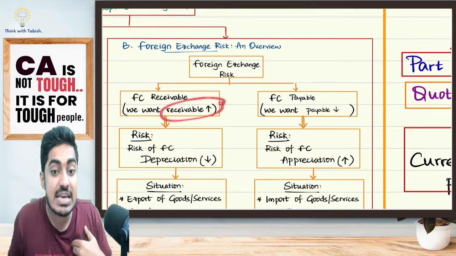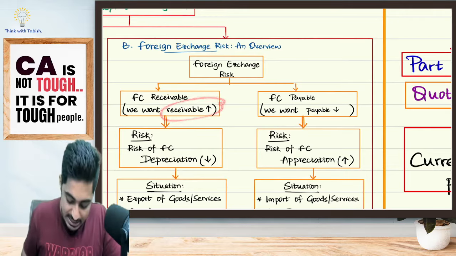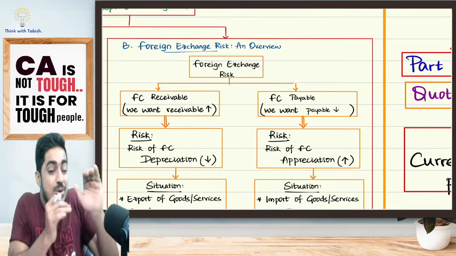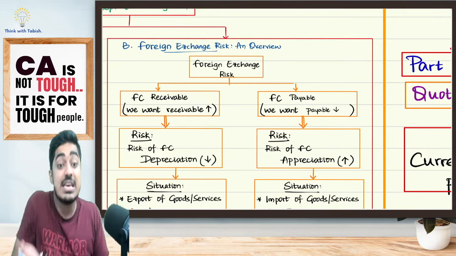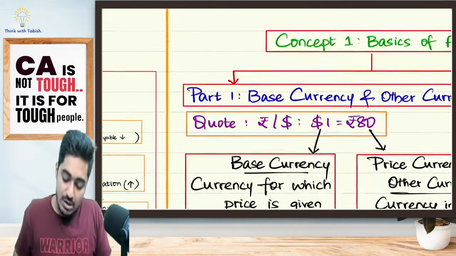That means what is the risk I'm having? I'm having a risk that my foreign currency receivable will reduce, that is, my foreign currency will depreciate. When I'm paying, ideally I want my payable to be less. That means what is the risk I'm having? I'm having a risk of foreign currency appreciation. My foreign currency goes up, I'll have to be paying more. Is this clear, everyone?